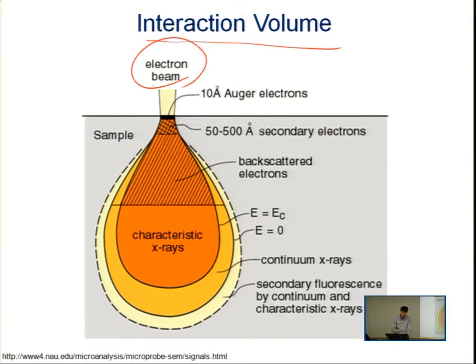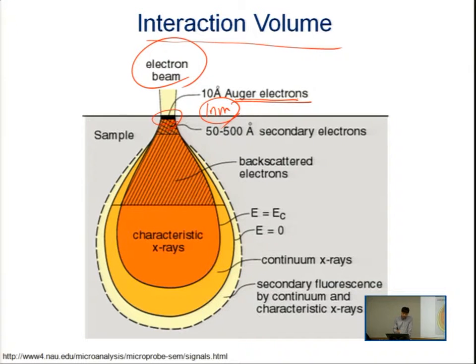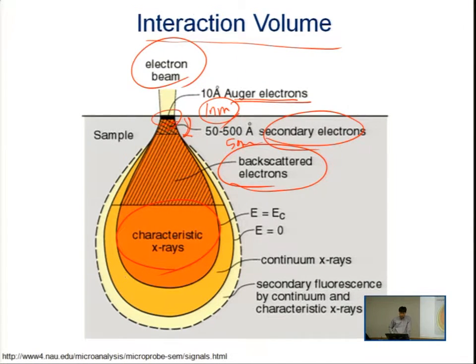When the primary electron beam hits the surface of the material, in the very shallow surface, about 1 nanometer, we have Auger electrons coming out. From the surface to a little bit deeper, up to around 50 nanometers, we have secondary electrons, and a little bit deeper, we have backscattered electrons, and then we have characteristic X-rays and some other X-rays coming out.